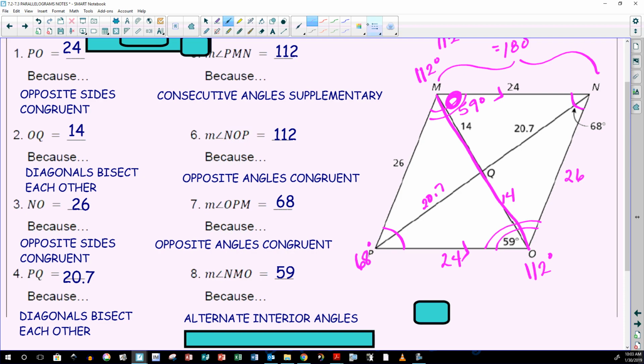Now please keep in mind that you can also find the other piece over here, because if the whole thing is 112 and that piece is 59, then 53 degrees is what is left over, which would be this angle here as well as this one here, because they're also alternate interior angles.